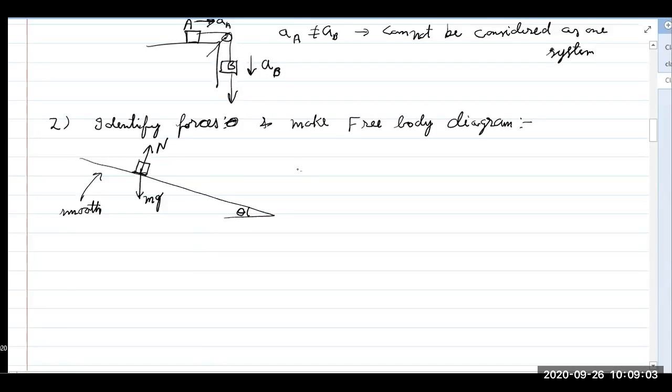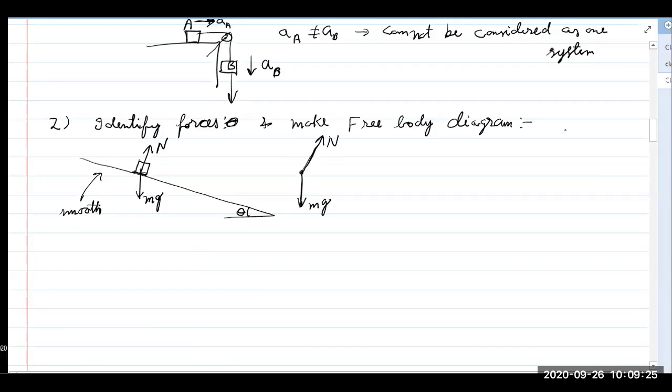And how do you make the free body diagram? You just consider the object as a point and draw the different forces like this. This is normal and this is mg. While drawing the free body diagram and representing the forces, it should be very clear in what direction exactly each force is going.